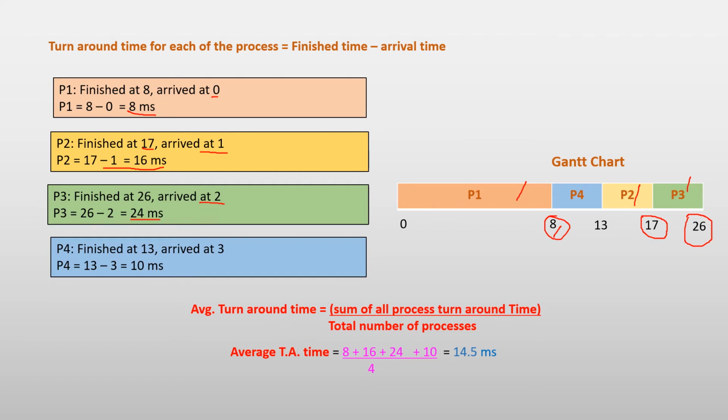And P4 finished at 13 milliseconds. So here is P4. P4 finished at 13 milliseconds and it arrived in the system at 3 milliseconds. So the total amount of time that it took for execution was 10 milliseconds. So the average turnaround time for the processes is the sum of all divided by 4, which equals 14.5.